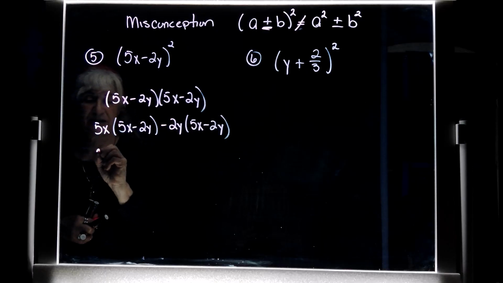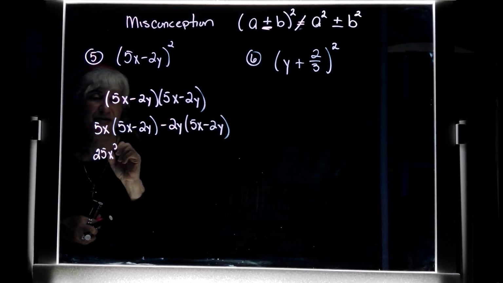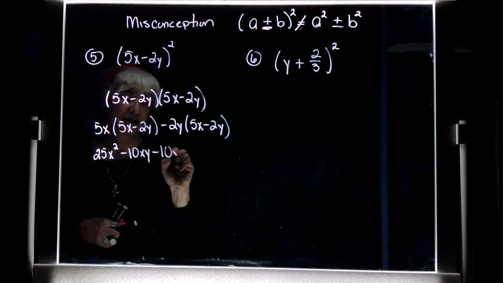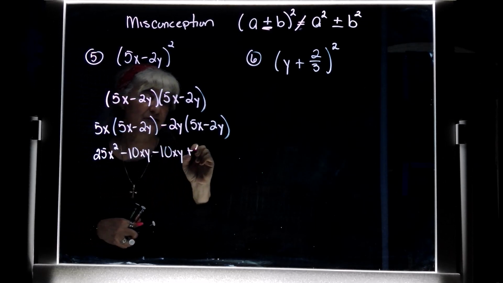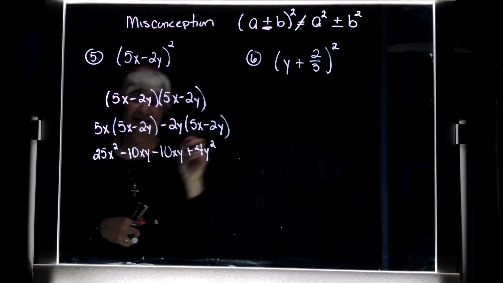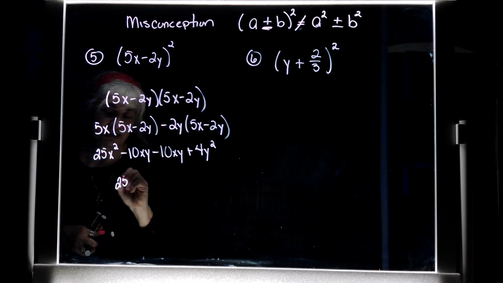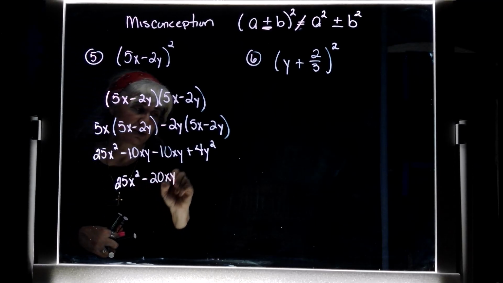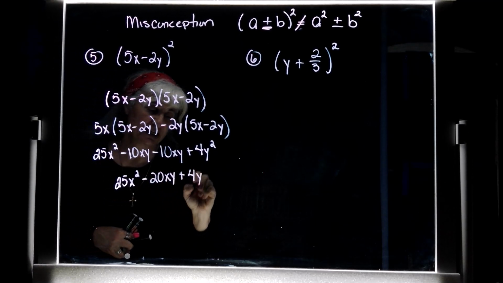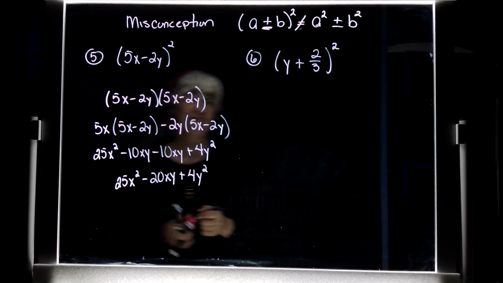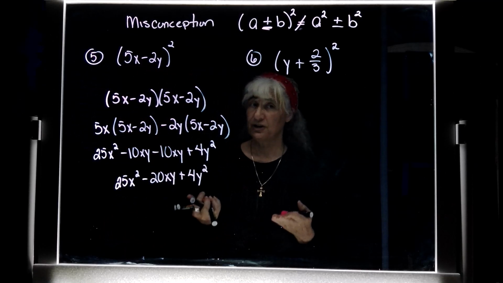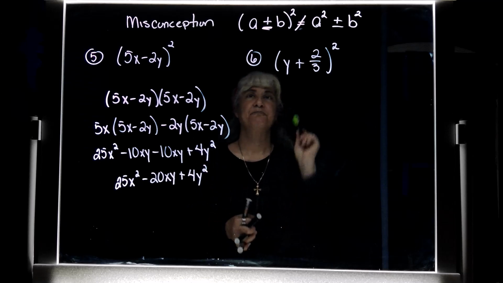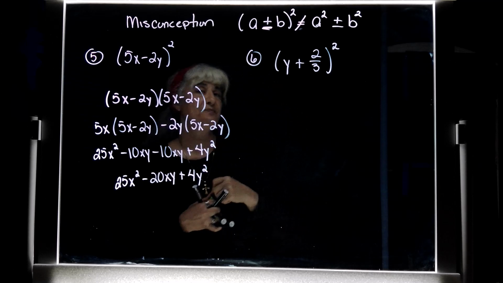So let's see. I'm getting 25x squared minus 10xy minus 10xy plus 4y squared. Aha! 3 terms again. It's just the way it rolls. You square a binomial, you're gonna get 3 terms. Yes? Did we agree? Are we the same? Loving it.